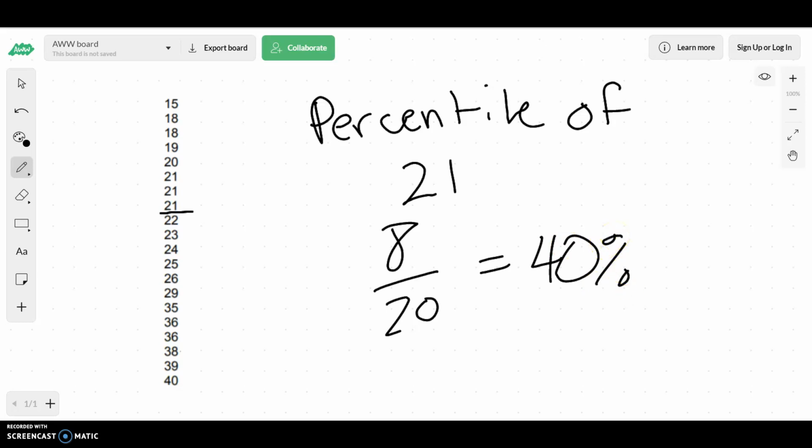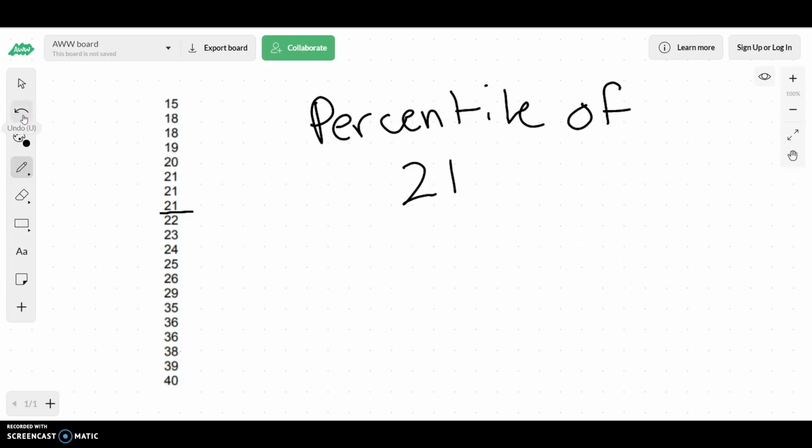So that's how you do percentiles. You take how many numbers you have up to that number, and divide it by how many total numbers there are. Now let's say they wanted us to find the number at the 32nd percentile. You might go, how in the world are we going to do that?